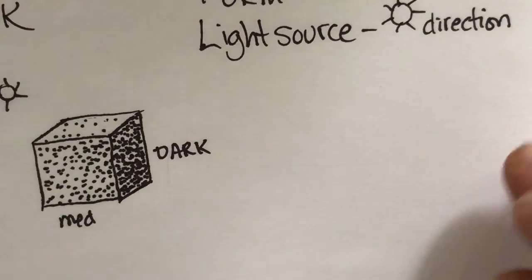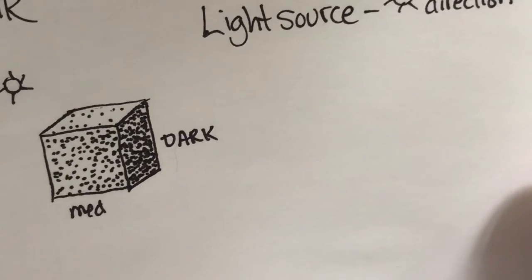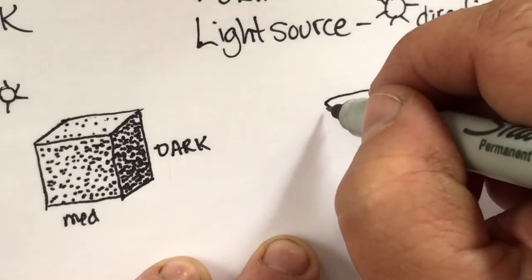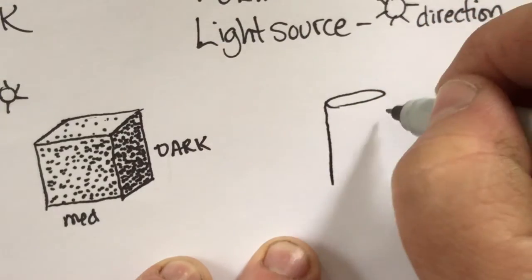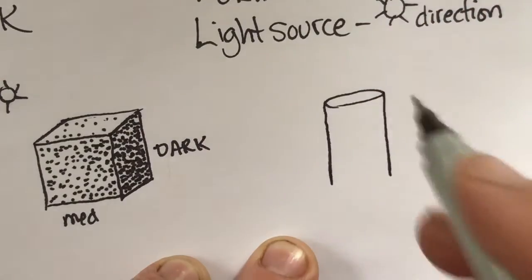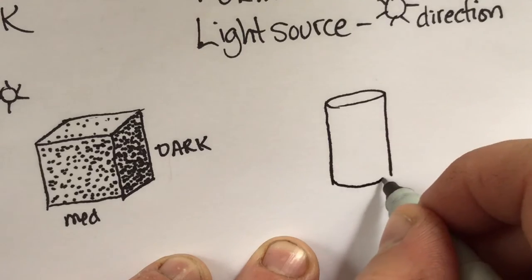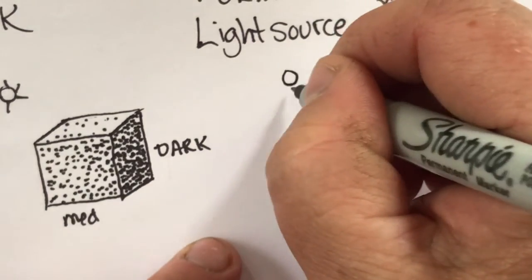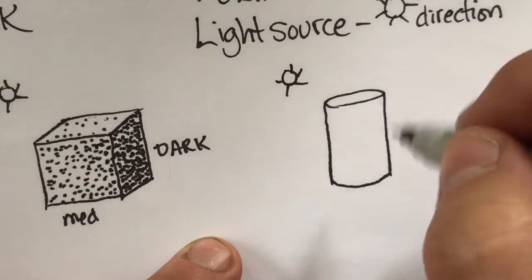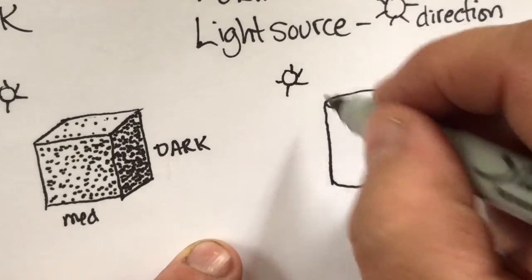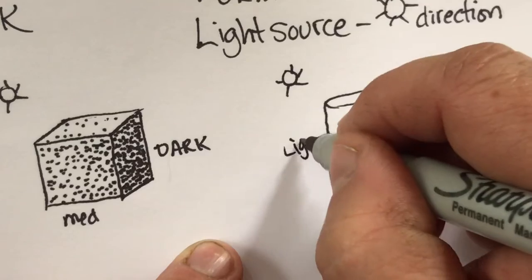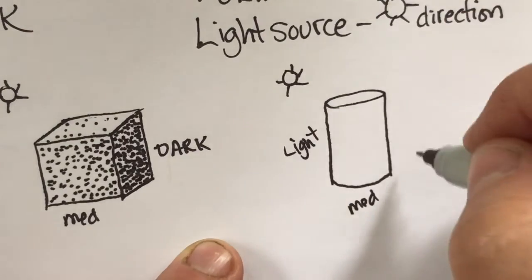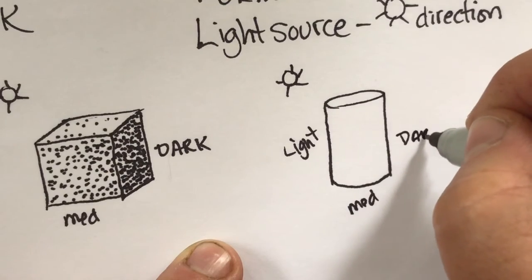And the last shape for this exercise is a cylinder. Make an oval. You go a straight line down. And then a smile at the bottom. So please take a minute and draw the cylinder. To shade the cylinder, we're going to do the same light source. We know that we're going to have light on the left. Medium will be in the middle. And then we're going to have dark on the right.